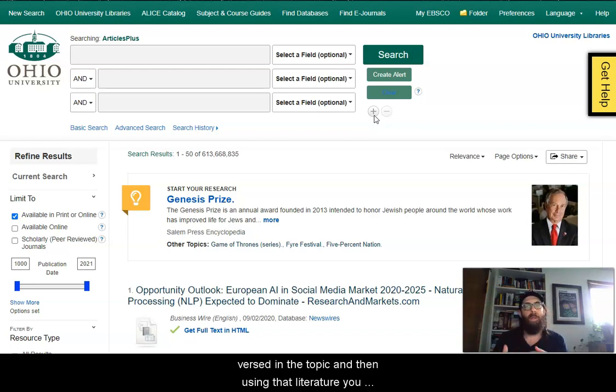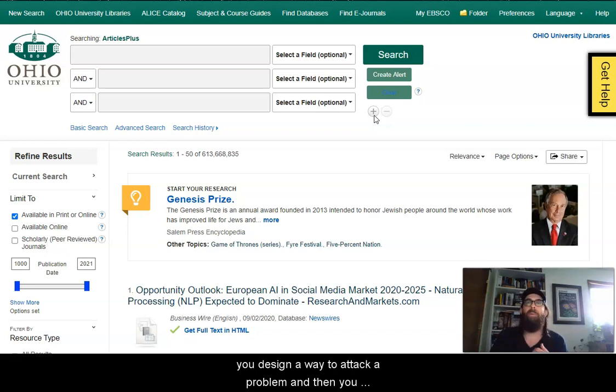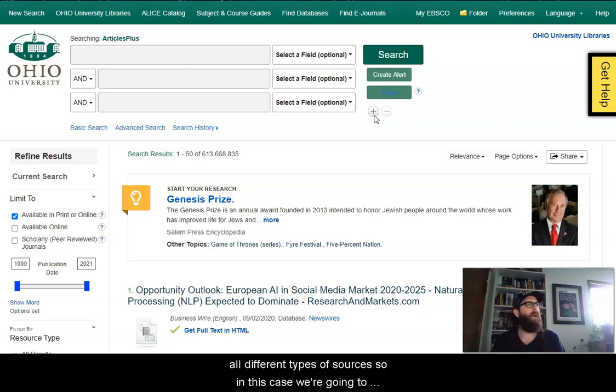then using that literature you design a change, you design a program, you design a way to attack a problem, and then you analyze it at the back end. So it's a research project, if I'm understanding correctly, kind of evidence-based or research to practice, something like that, but we're calling it action research. So there you go. So I think it's important to look at all different types of sources.